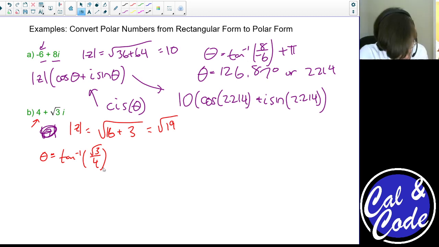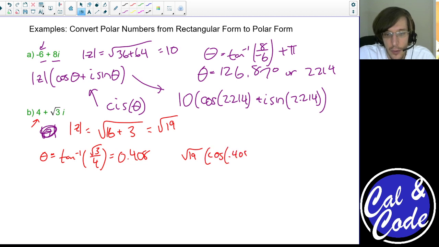I'm not going to leave it like that. Times pi divided by 180. And I get 0.408 radians. So that would mean that my answer for writing this in polar form is root 19 cosine of 0.408 plus I times the sine of 0.408.